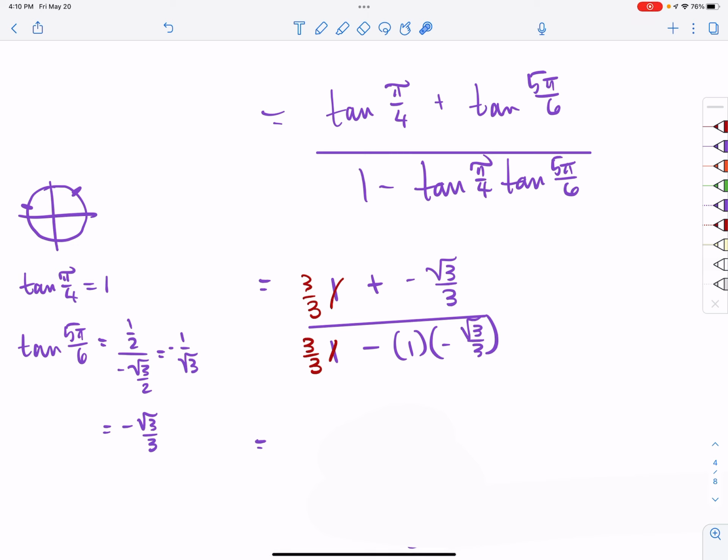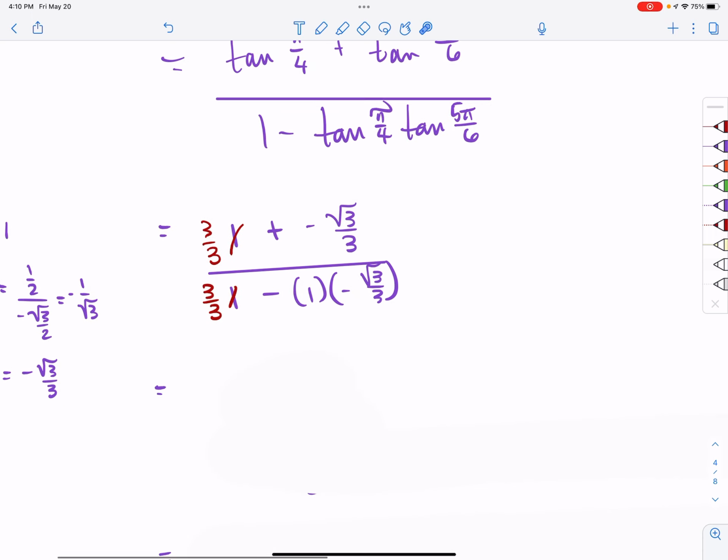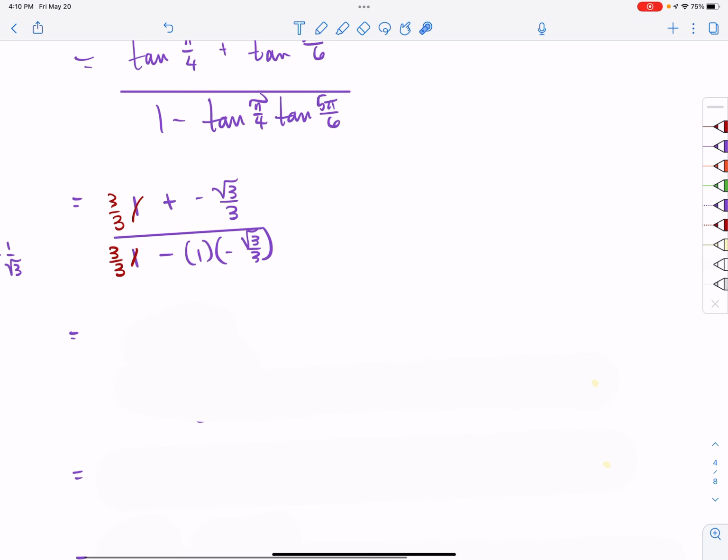What I did do, though, was change my 1s into 3 over 3 so that I would have a common denominator on the top. And I changed it into a 3 over 3 so I would have a common denominator on the bottom. So I did not cancel those with each other. That would have been illegal math. All right, so looking at the top then, this is going to be a 3 minus root 3 over 3.